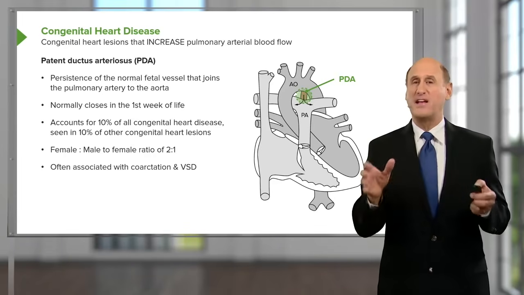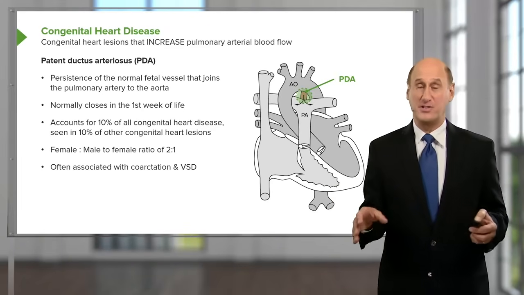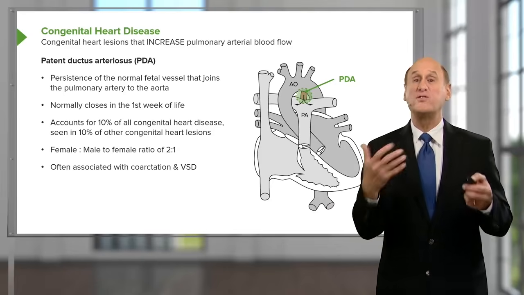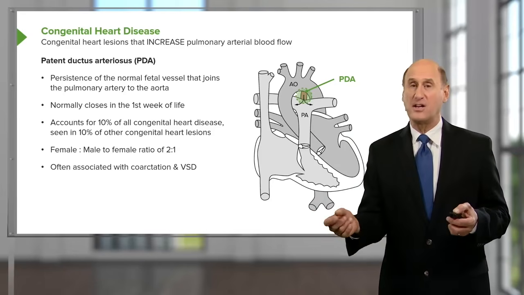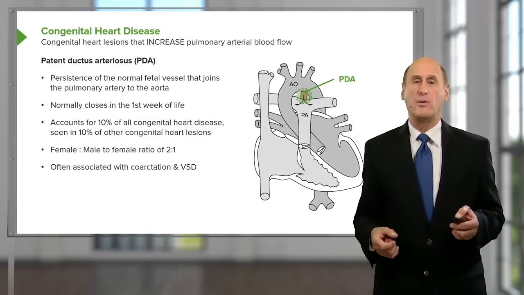It's a murmur that's very, very distinctive. When you hear it, you know immediately what you're dealing with. You're dealing with a continuous flow, both in systole and diastole, continuous flow of red blood from the aorta into the pulmonary artery.